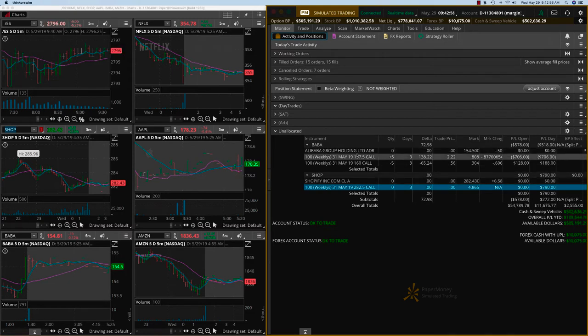Now Baba had some news around it. They're going to be listing in Hong Kong, so we took this trade. However, Baba did not work out, so we've converted to a debit spread, and we're going to take it into tomorrow. But here's Shopify and Baba were the day trades yesterday.